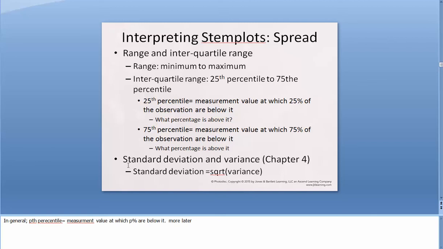We also have another important measure called standard deviation. This is the most commonly used, and we will be talking about it in good detail in chapter 4. Just to give you an idea, there is a connection between standard deviation and variance. Standard deviation is the square root of the variance. I have also put in a small note here, because I talked about the 25th and 75th percentiles, and in the earlier slide, the 50th, which is the median. In general, you can talk about the pth percentile, if you like notation. The pth percentile is the measurement value at which p percent are below it. You don't have to worry too much about this if you do not want to, but this kind of idea would be useful in later courses if you intend to take more advanced statistics courses. All right, let's go to the next slide.